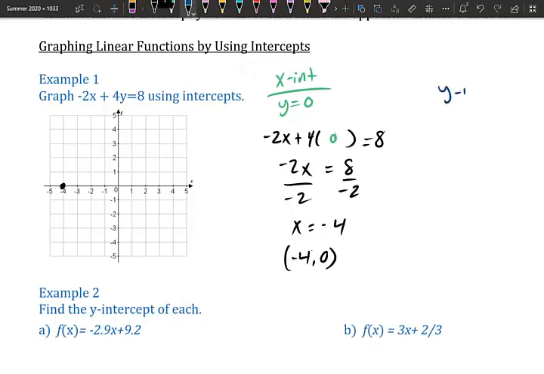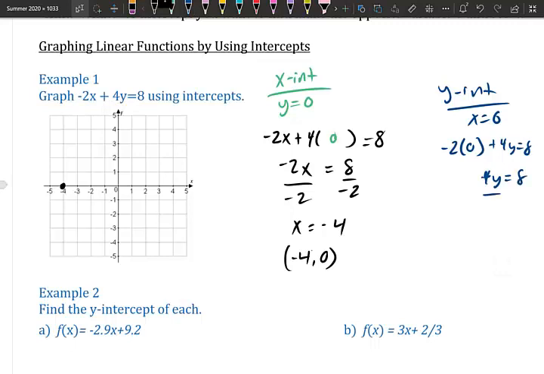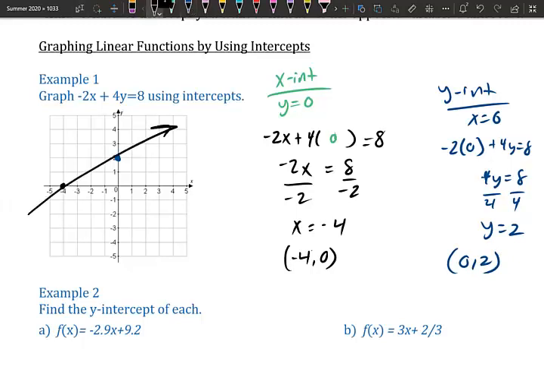Now we have the y-intercept. So the opposite of y is x, so we're going to make x equals 0. So we have negative 2 times x, which is 0, plus 4y equals 8. So we have 0 plus 4y equals 8. Divide by 4. We get y equals 2. So that point is 0, 2. So we go to 2 on the y-axis, and we connect those dots.